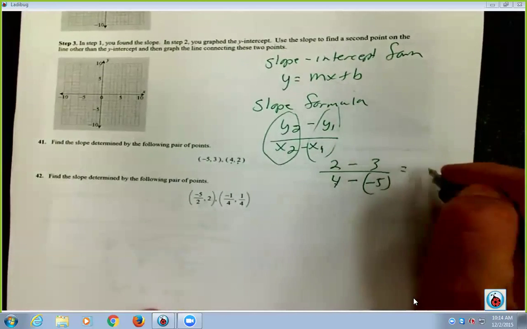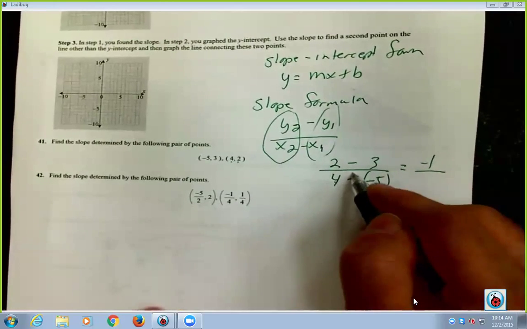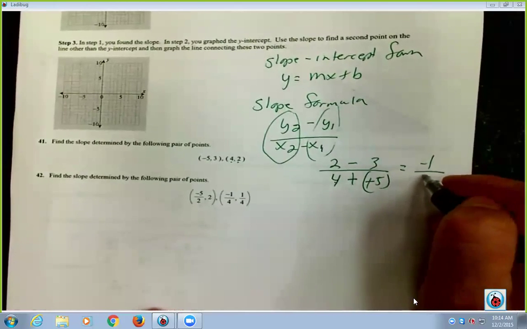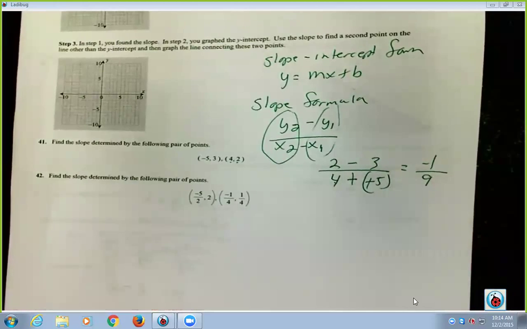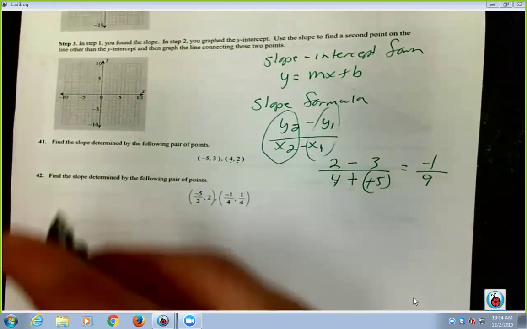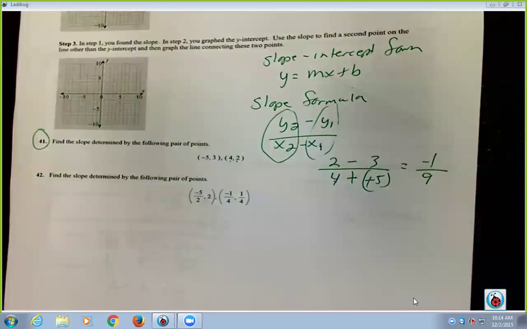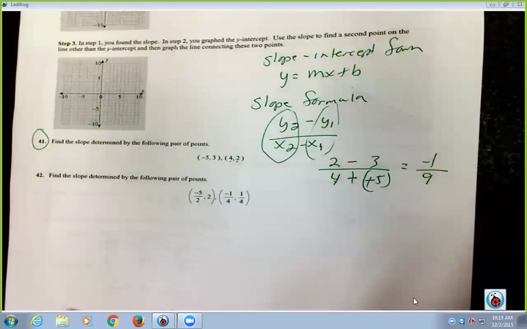So 2 minus 3 is a negative 1. 4 minus a negative 5 is really 4 plus 5, 9. So my slope is 1/9. Okay? So that was 41. And then we had one other formula. I might as well get all the formulas in here.